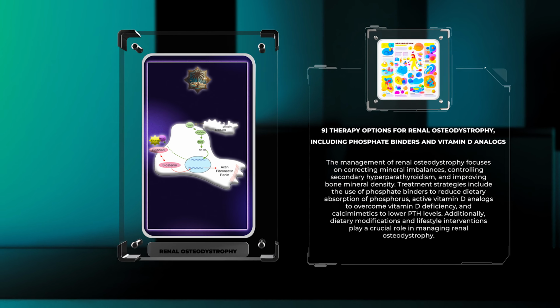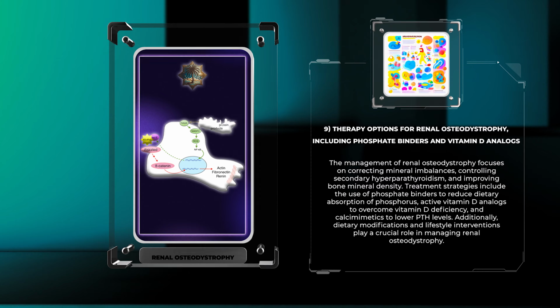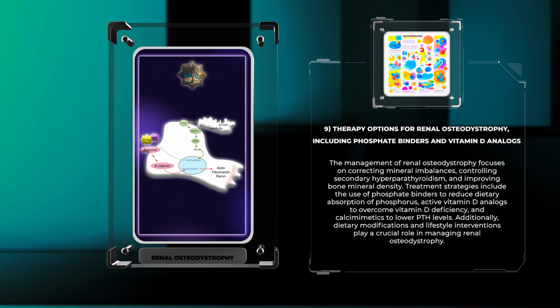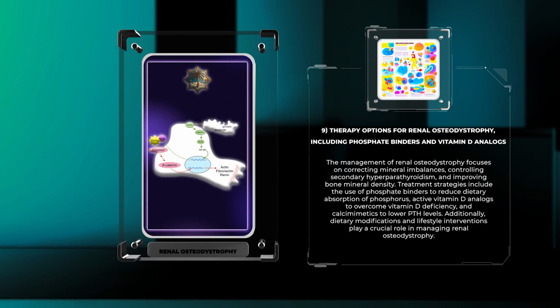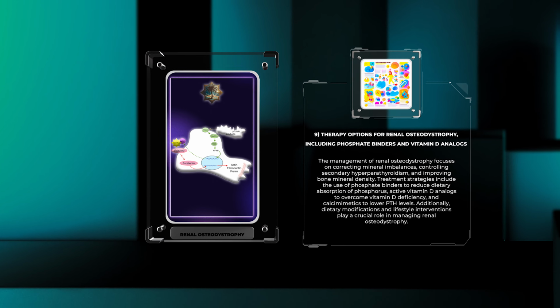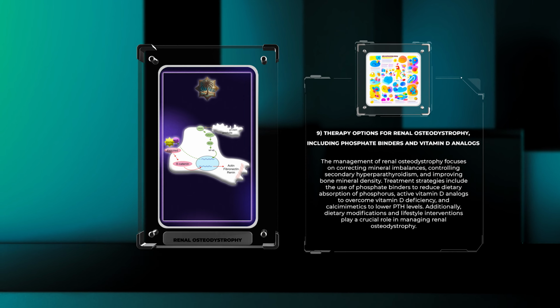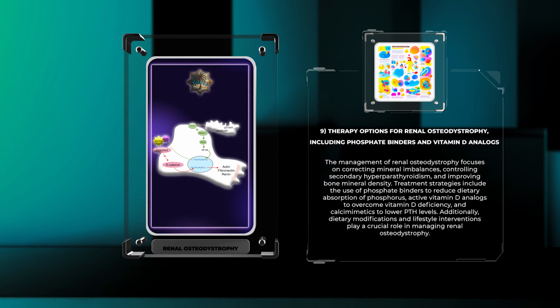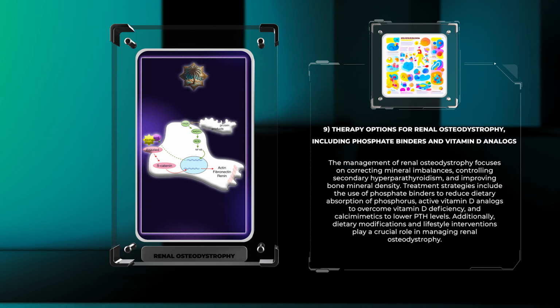Treatment strategies include the use of phosphate binders to reduce dietary absorption of phosphorus, active vitamin D analogs to overcome vitamin D deficiency, and calcimimetics to lower PTH levels. Additionally, dietary modifications and lifestyle interventions play a crucial role in managing renal osteodystrophy.